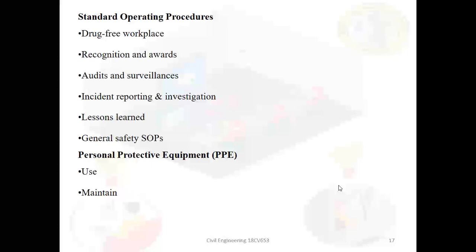So these are the standard procedures. The workplace should be drug-free, and the person who follows the proper safety procedure has to be recognized and rewarded, and regular audits and surveillance have to be done to check whether they are following the SOPs or not. Incident reporting and investigation have to be done, and the lessons learned from previous mistakes have to be analyzed, along with general safety SOPs. Personal protective equipment has to be used and maintained.